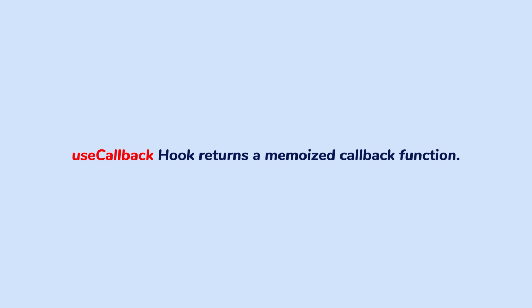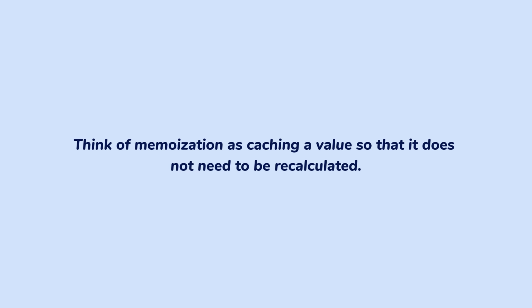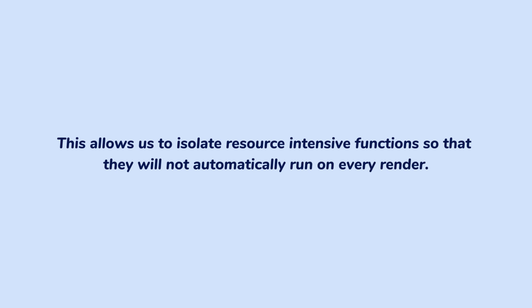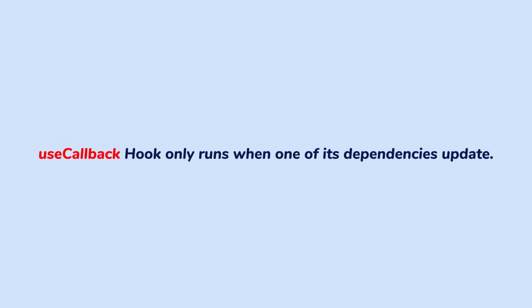Alright, so useCallback returns a memoized function. Think about memoization as caching, just like we spoke about in our previous video on useMemo. So memoization is basically caching. In useCallback we cache the function to avoid recalculating on every render. This allows us to isolate resource-intensive functions from being automatically run on every render. useCallback only runs when its dependencies update, and this can be used to improve the performance of our application.